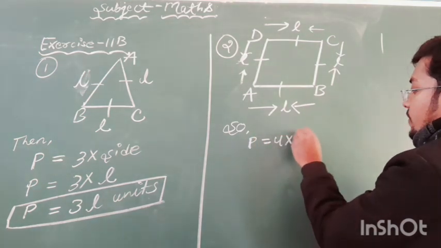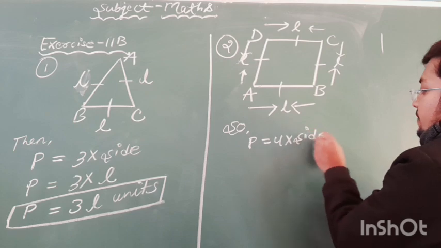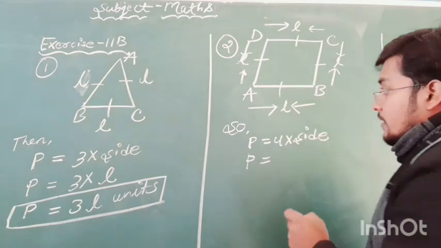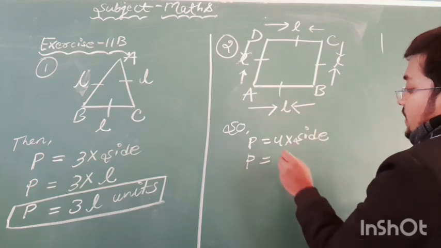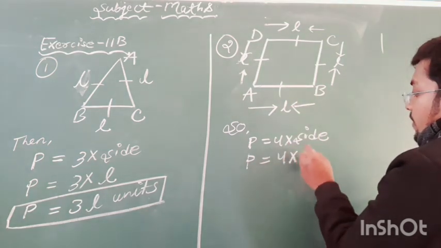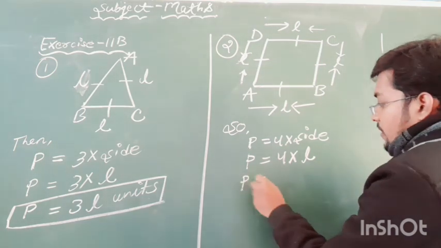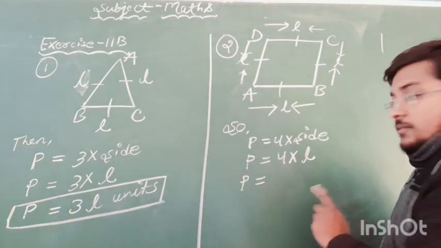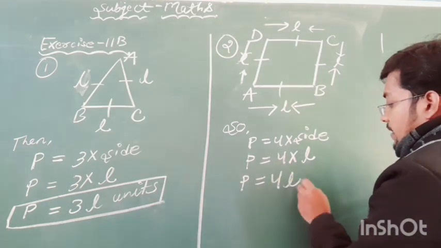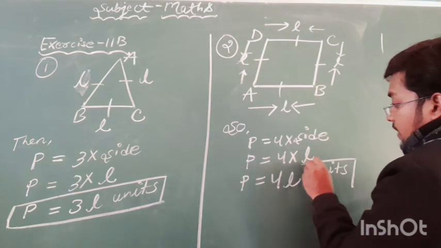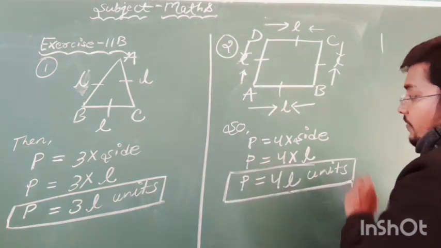So the perimeter of the rhombus is equal to 4 into side, and here it is given that the measure of the side of the rhombus is L, so side is equal to L, and the product of 4 into L is 4L units. This is the perimeter of the rhombus.